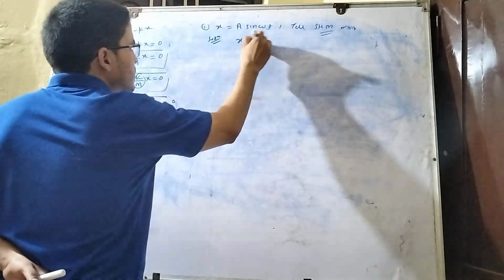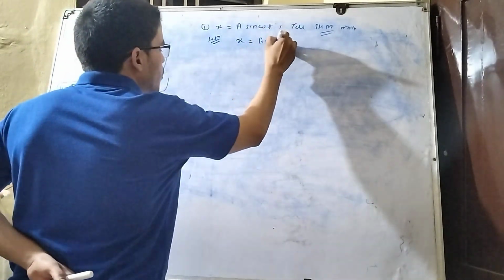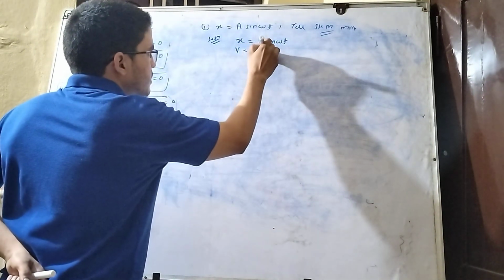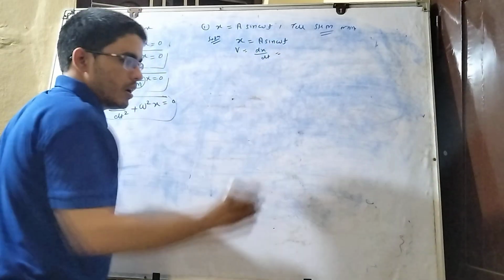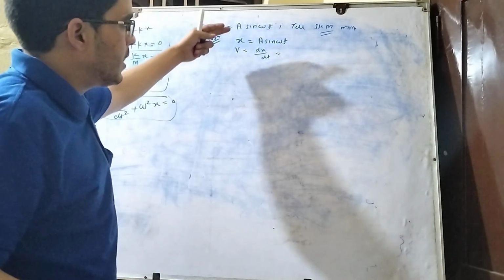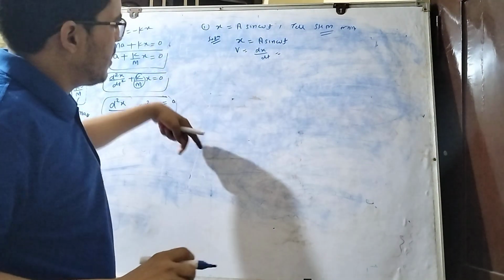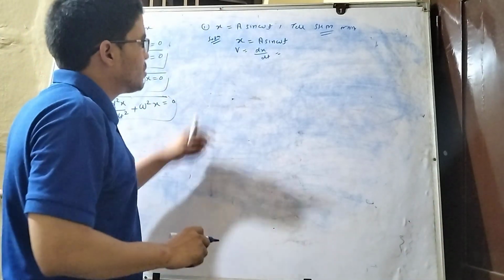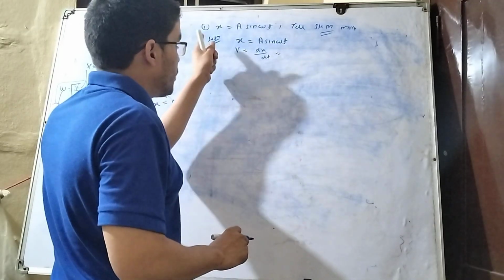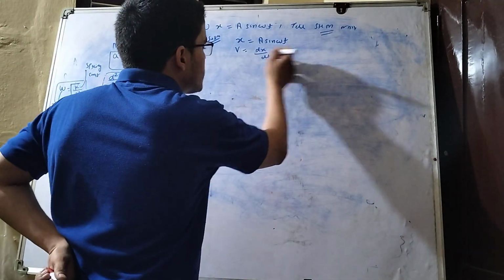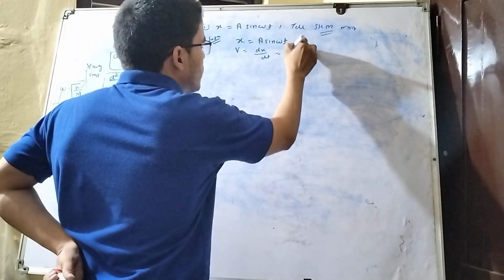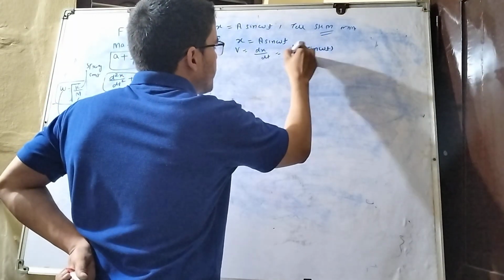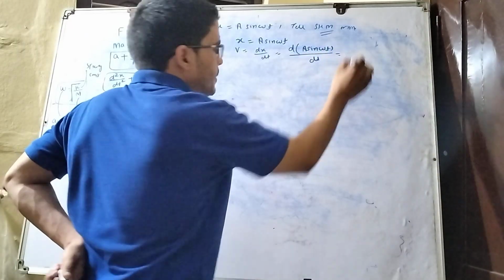So here x equals a sin omega t is present, right? So what is velocity? That is dx by dt. See, this is the first question, so I am explaining in depth. Otherwise, further on, you can solve fast by using this formula. So I am writing every concept here because this is the first question. So v equals dx by dt. So here tell me, what is x? A sin omega t upon dt, right?